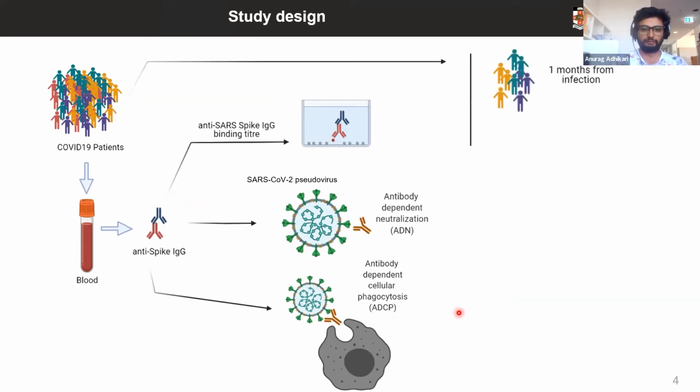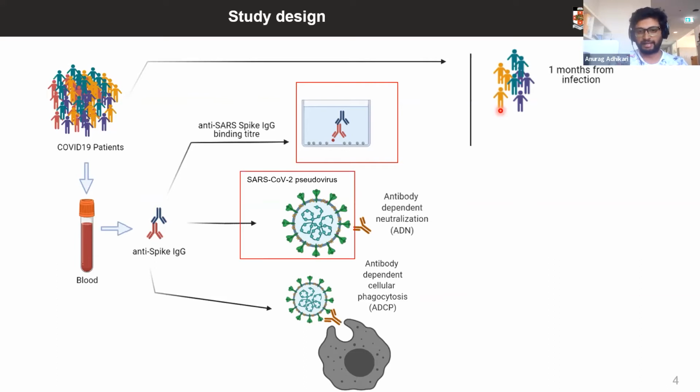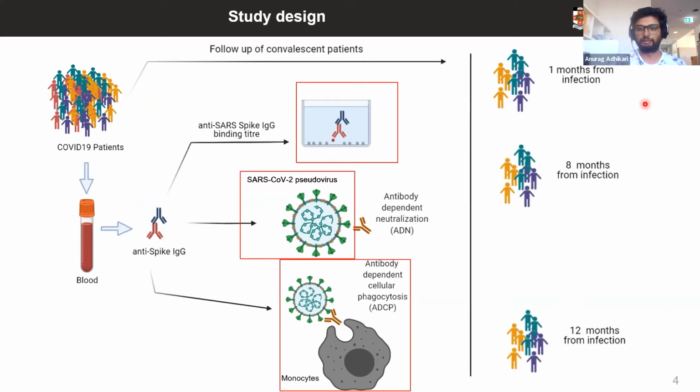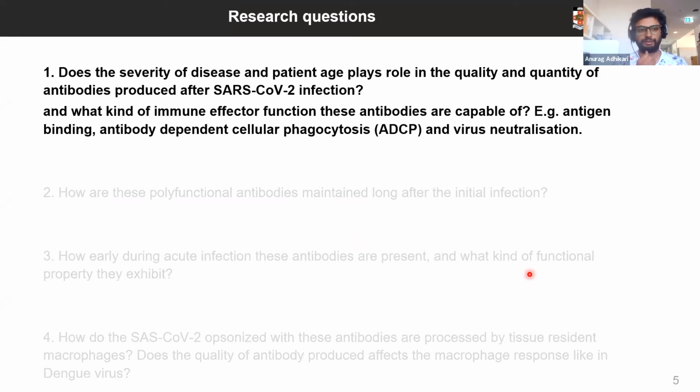So after the first month, we had cross-sectional screening, and based on the data we got from all these different assays, we would follow them up at 4 month or 8 month, and then at a year after infection. The first question we wanted to ask was, how do the severity of disease and the patient's age play a role in the quality and quantity of antibodies that are produced after infection with SARS-CoV-2? And more importantly, if the antibodies are there, what kind of function do they have? That was the primary question we had.